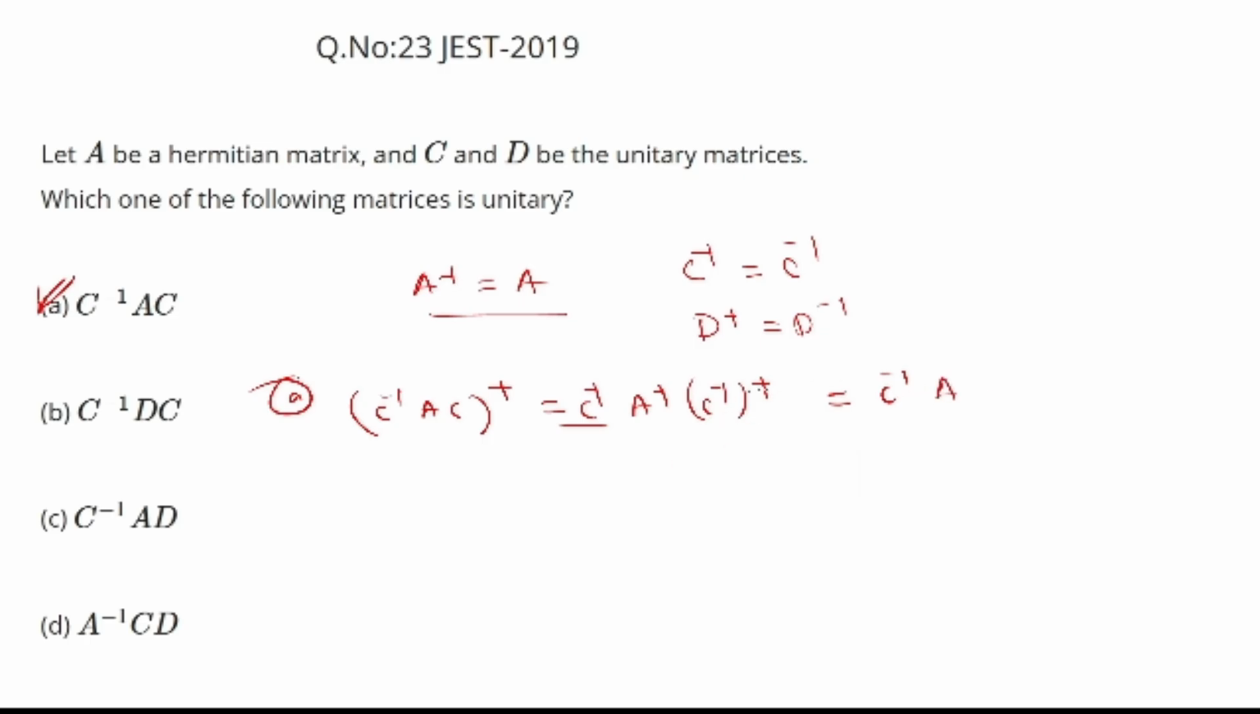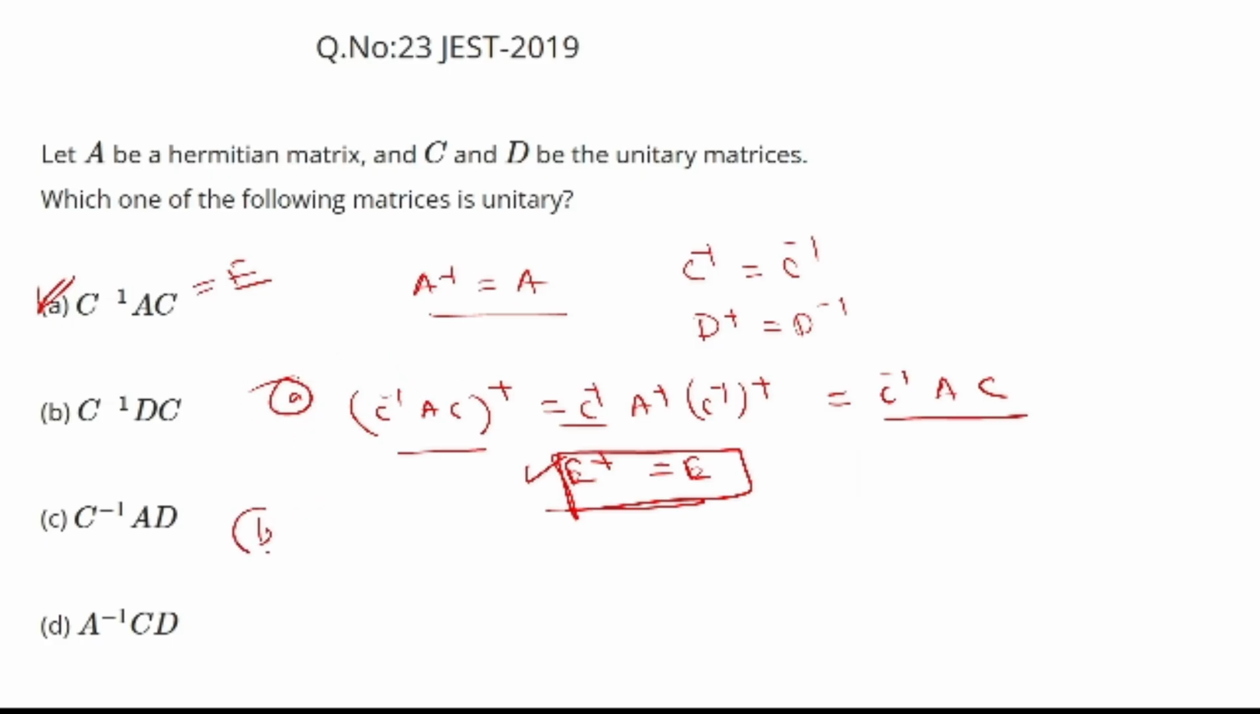Then we can shuffle this operation. First take dagger, then take inverse. So C dagger is C. So exactly the same. That means if we take this as E, then E dagger is nothing but E, so it is a Hermitian matrix. It is not necessary that a Hermitian matrix is also unitary. So we cannot say that option A will be the correct one.